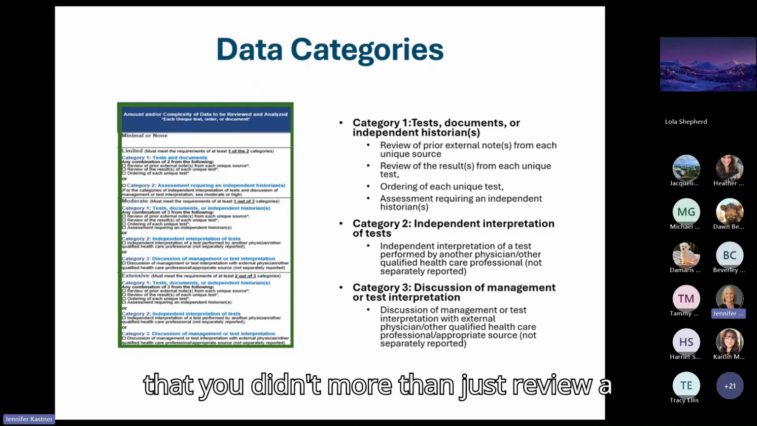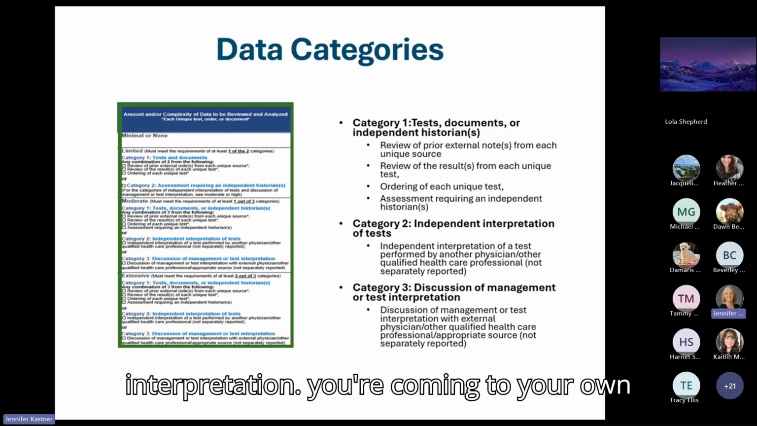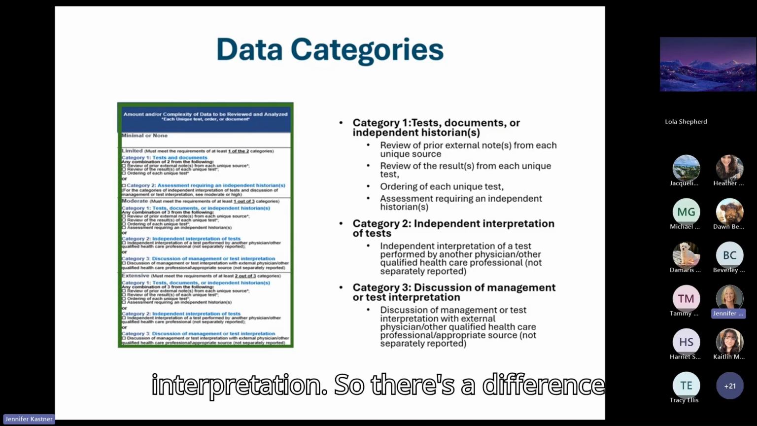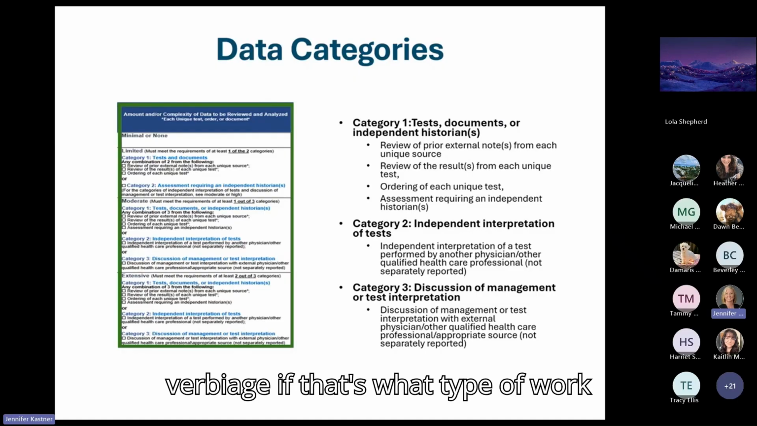That shows that you did more than just review a radiologist's narrative interpretation. You're coming to your own interpretation. So there's a difference there. So definitely capture that verbiage if that's what type of work you're doing.